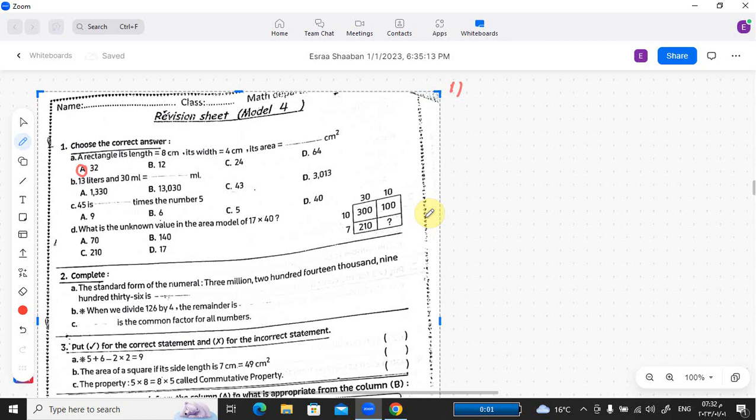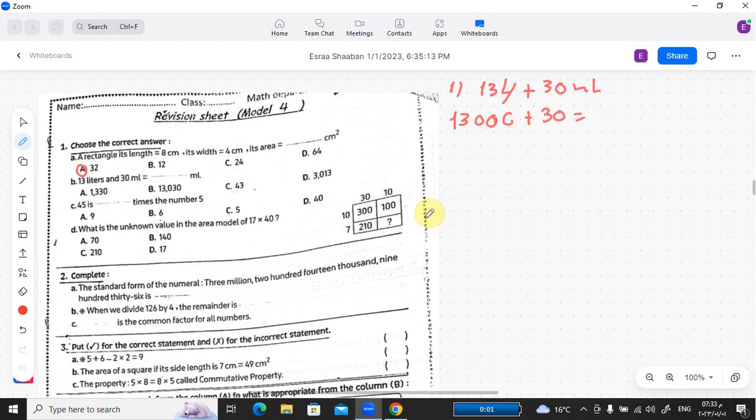Okay, letter B, 13 liter and 30 milliliter. How can I add 13 liter plus 30 milliliter? I need the answer by milliliter. So convert from liter to milliliter, add 3 zeros because it's times 1000. It will be 13,000 plus 30. It will be 13,030. Letter B.